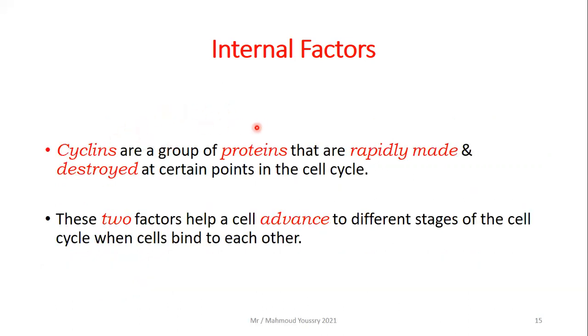Cyclins are a group of proteins that are rapidly made and destroyed at certain points in the cell cycle. So the cyclins are rapidly made and destroyed, while kinases are found all the time in the cell. Cyclins activate kinases. These two factors help a cell advance to different stages of the cell cycle when cells bind to each other.